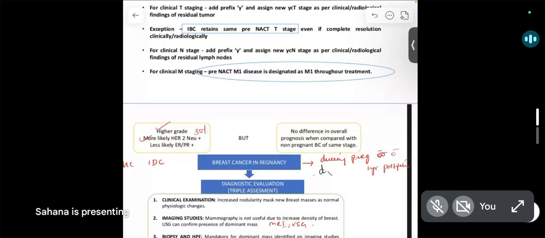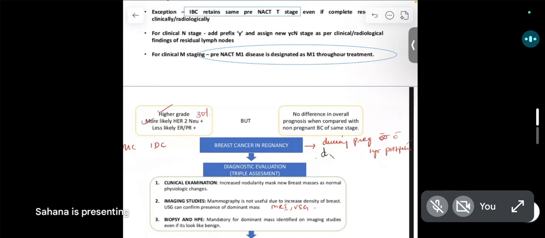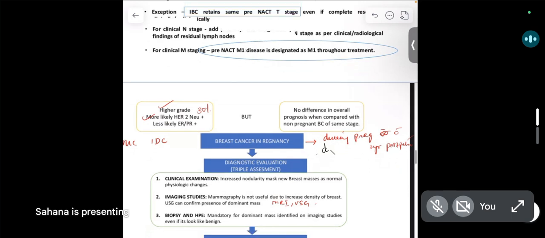Then how do they behave pathologically? They are mostly HER2 positive and less likely ER/PR positive. They are usually high grade and they are IDCs, invasive ductal carcinomas. There is no difference in overall survival per stage, just that they are diagnosed late and there are some treatment constraints, but otherwise their prognosis is pretty much the same.